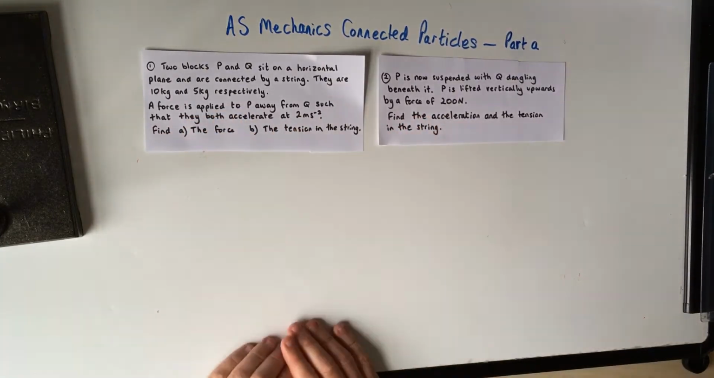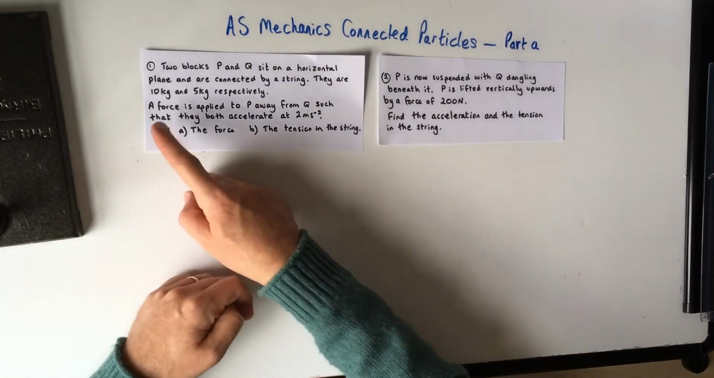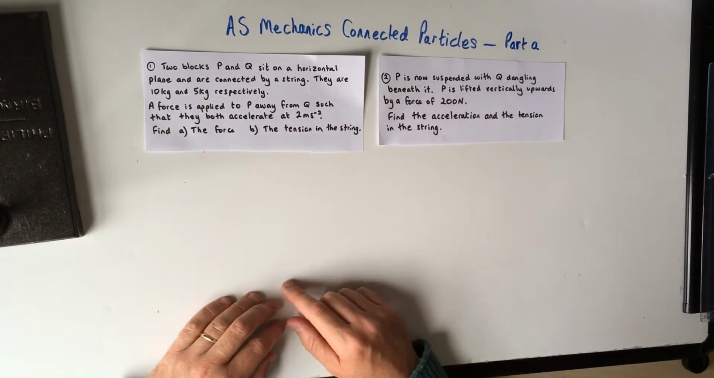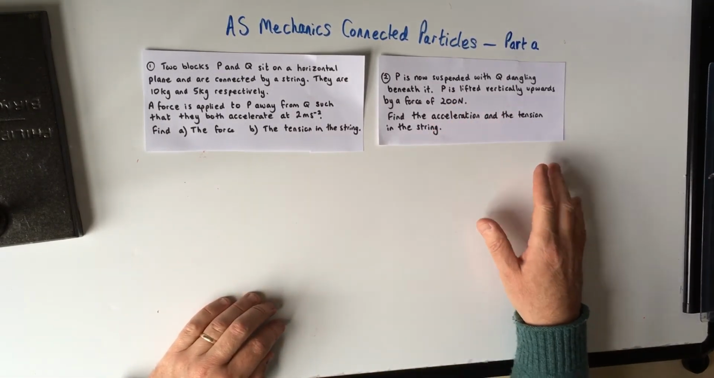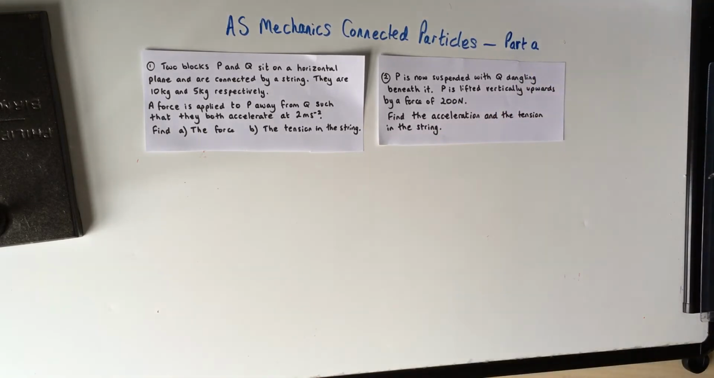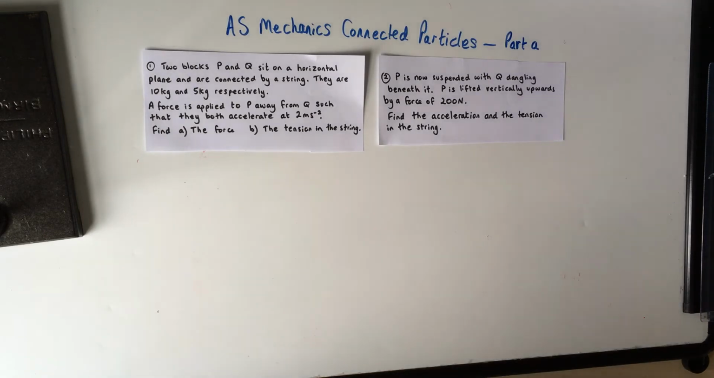I've got 2 blocks P and Q sitting horizontal, 10 and 5 this time. A force is applied away, and you've got to find the force and the tension. And P is now suspended, and it's lifted up by a 200 newton force. I want you to find the acceleration and the tension in the string. So put it on pause now and have a go at those 2 questions.